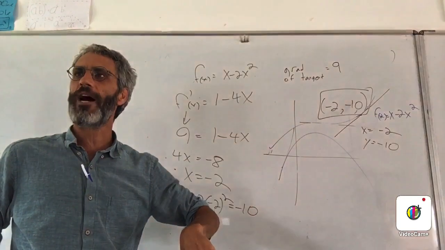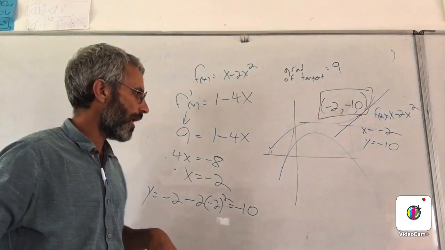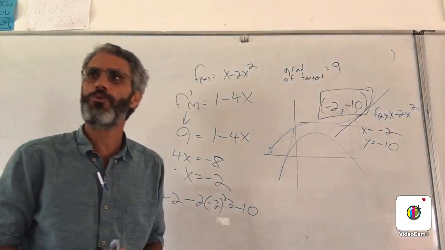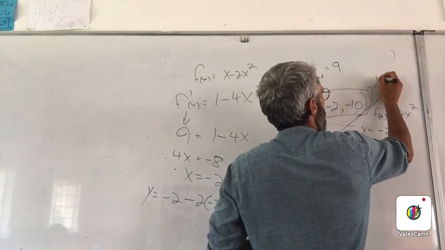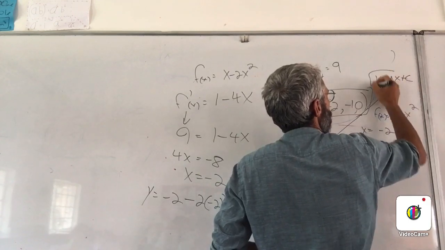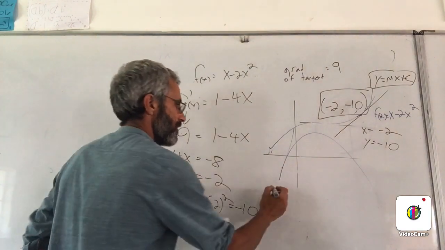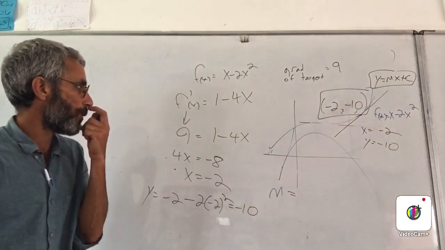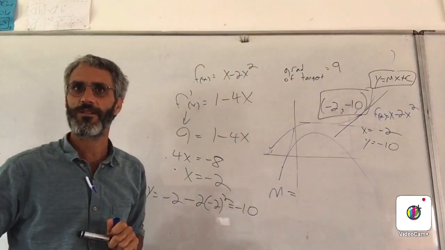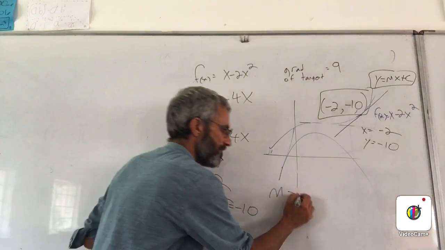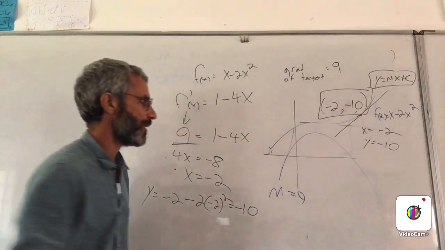Next, they're asking us to find the equation of the tangent. I think I will do it with you just because it's a bit of a repeat. How do I find the equation of this tangent? It's y equals mx plus c, isn't it? Remember, we've done it last time. How do I know what the m is? I already know what the m is. That's the value of the gradient. What is the value of the gradient? It's 9. They were actually giving us that.